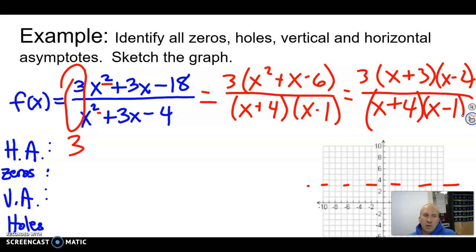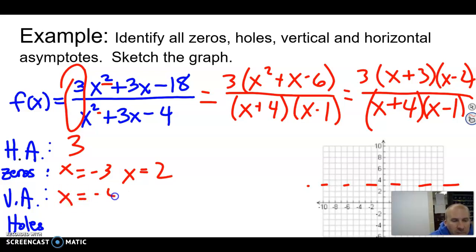All right, so here we go. The zeros are going to occur when the top is going to be 0. Your zeros are going to be at x equals negative 3 and x equals 2. Vertical asymptotes are going to occur when the bottom is 0. That's going to be negative 4 and 1.